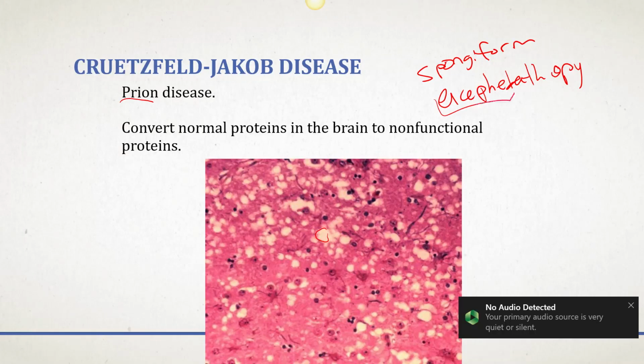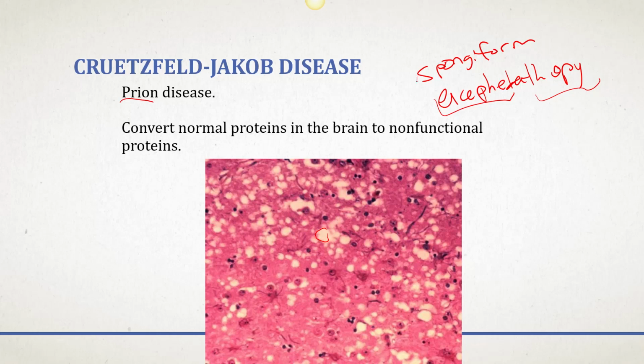Encephal is referring to the brain. Pathy is a disease. Spongiform is exactly what it sounds like. It's spongy in nature. And with all these holes accumulating in the brain, it's basically like going through all of the stages of Alzheimer's, but instead of it taking 10 years or more, it takes 1 to 2 months max.